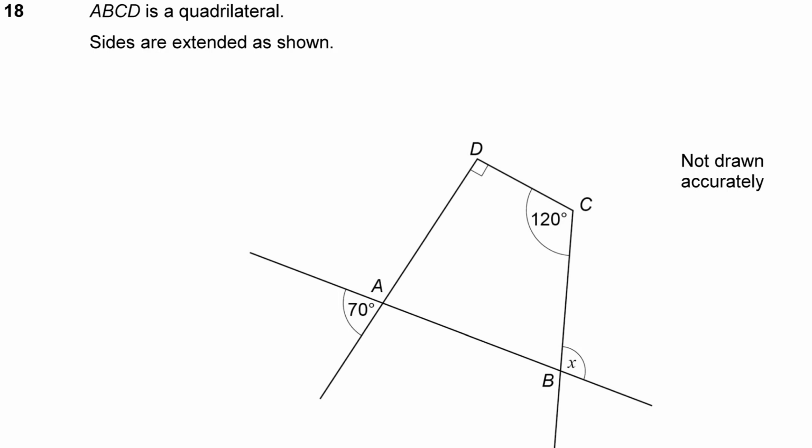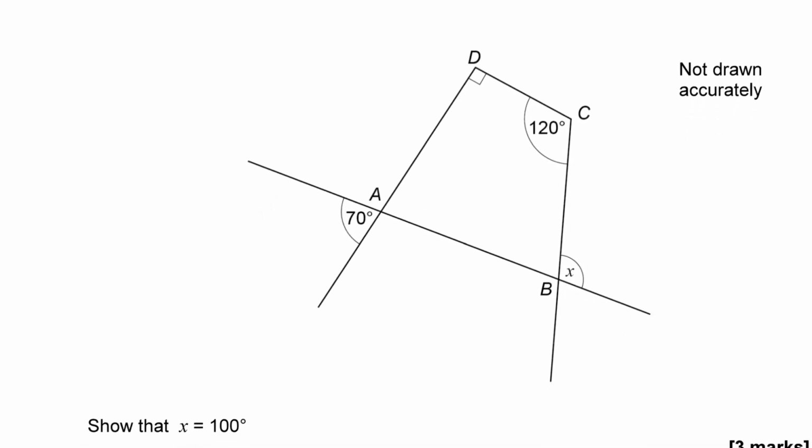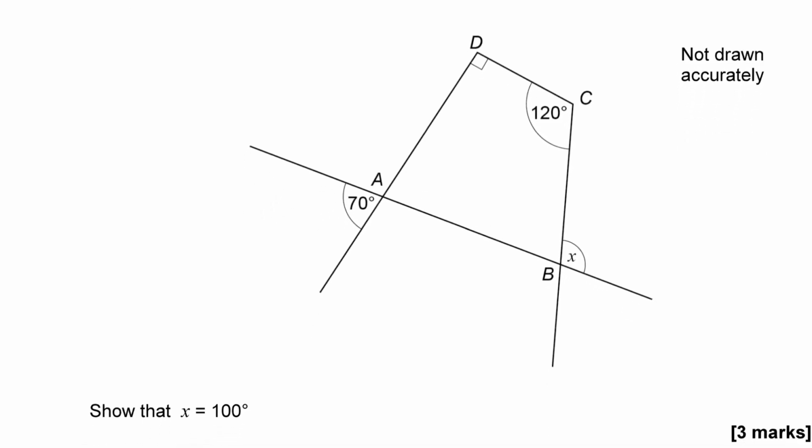Question 18. ABCD is a quadrilateral. Sides are extended as shown. Show that x is equal to 100. Okay, so we've got a partly completed diagram. We've got some angles given, but not all of them. And we need to show that that one over there is equal to 100. So we can't use the fact that it's 100. We need to arrive at the fact that it's 100.